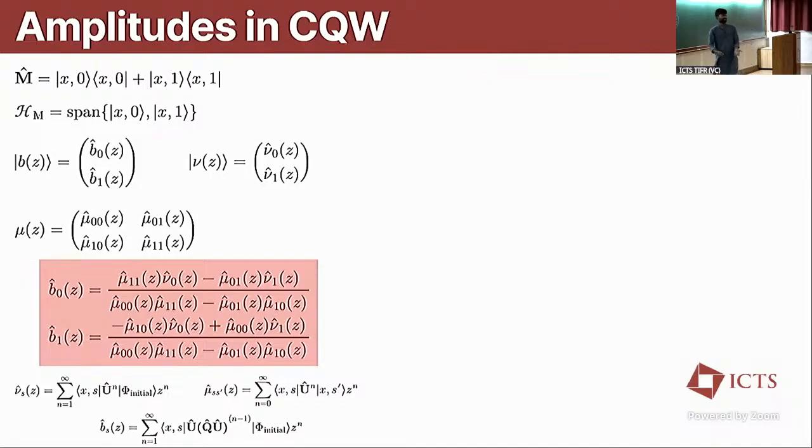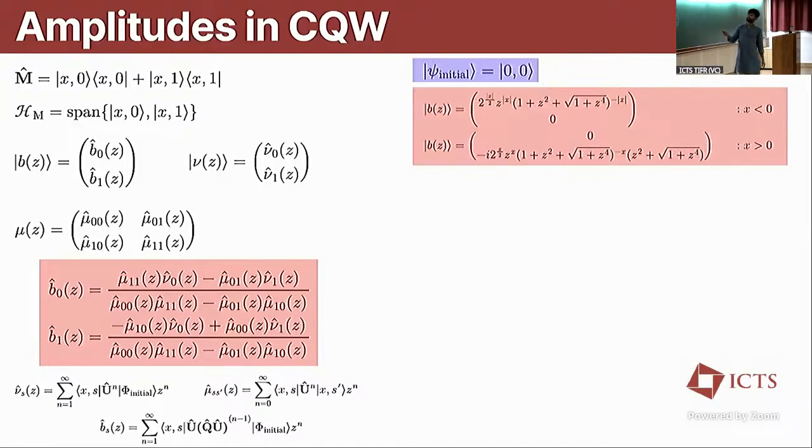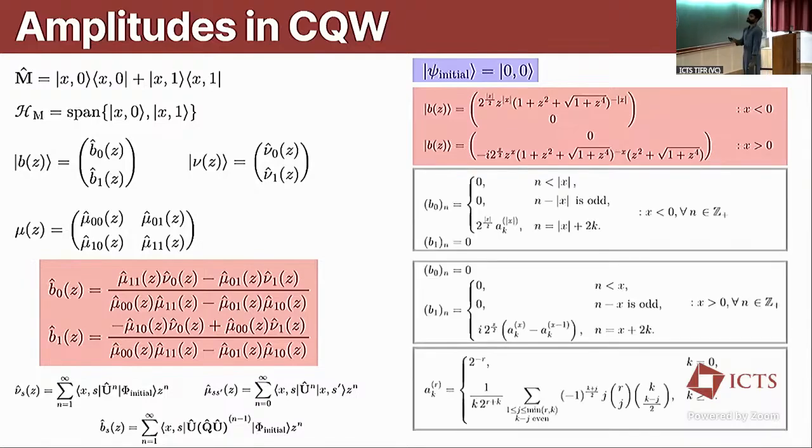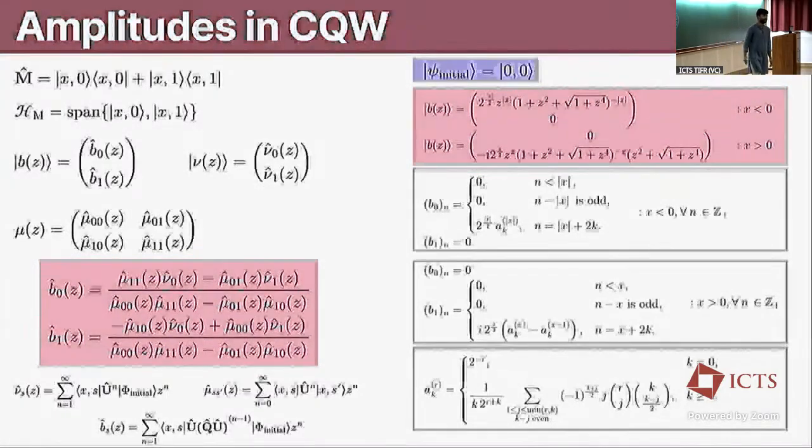Okay, so you can start with different initial conditions. One such initial condition I have shown here: you start with position 0 and spin 0. These are the corresponding generating functions. The first one represents when the target is at the negative side of the integer line. The second one represents when the target is at the positive side of the integer line. This might look complicated, but it has a structure which can be exploited to extract the amplitudes. This is for the negative side of the integer line, this is for the positive side, and this is the definition that I've used here for this function ak.